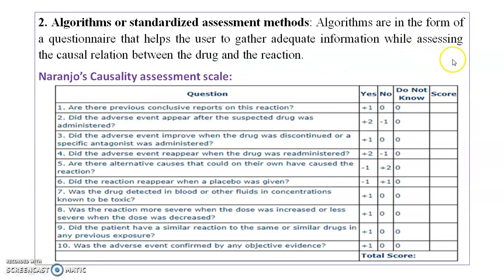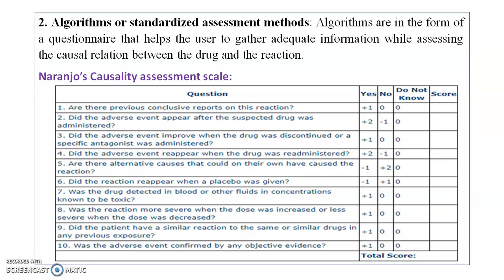There is a second algorithm available to identify a causal relationship, which is the Naranjo scale assessment. Here there is a set of questionnaires which we use to gather adequate information from the patient to understand the causal relationship between the drug and the event. Naranjo discovered this scale, so it is defined as Naranjo's causality assessment scale. There is a set of 10 questions which have to be asked about the patient.